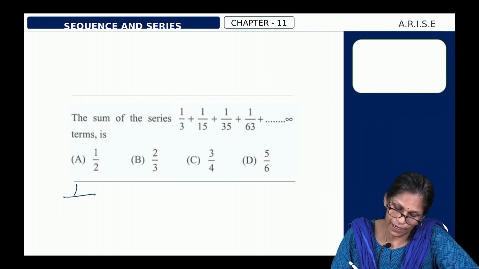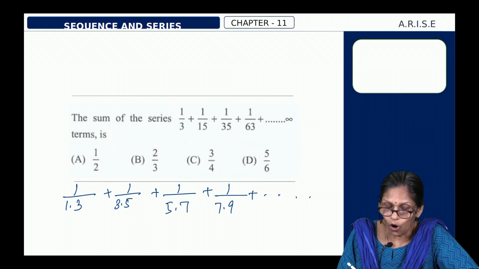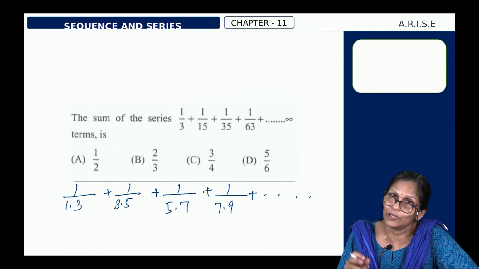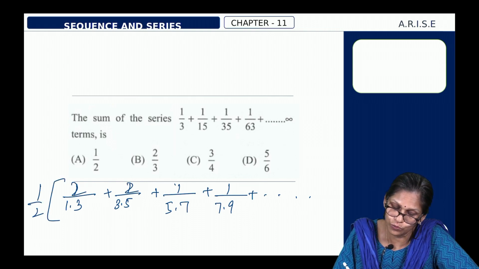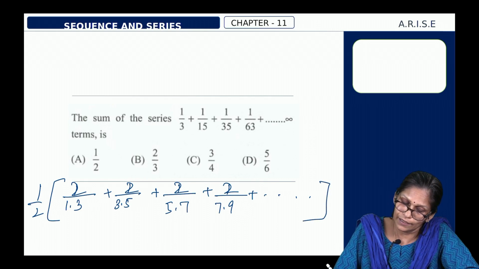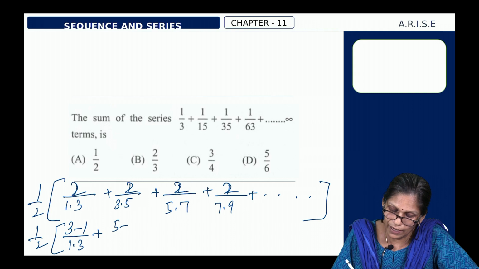It is 1 by 1 into 3 plus 1 by 3 into 5 plus 1 by 5 into 7 plus 1 by 7 into 9 and so on. What is it that you observe? All these, the denominators differ by 2. So, let us introduce the 2 by dividing outside by 2 and multiplying inside by 2. Now, how do I rewrite this 2 in each? You write it as the difference of the terms in the denominator. 3 minus 1 by 1 into 3, 5 minus 3 by 3 into 5, 7 minus 5 divided by 5 into 7 and so on.